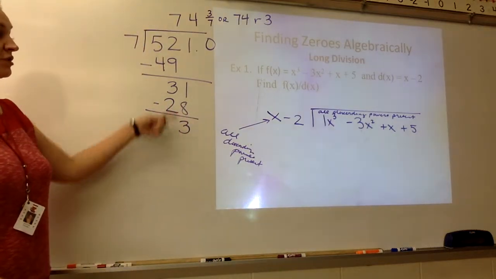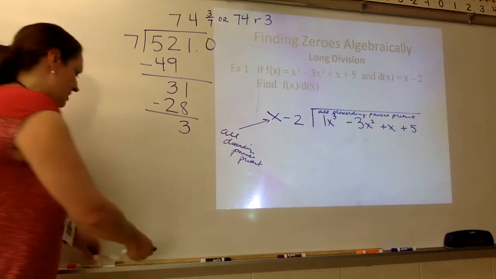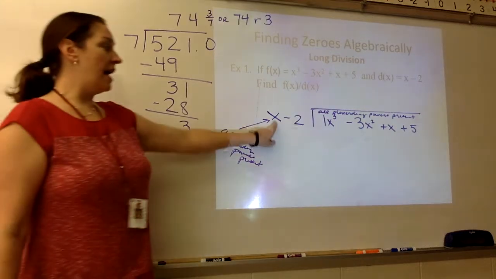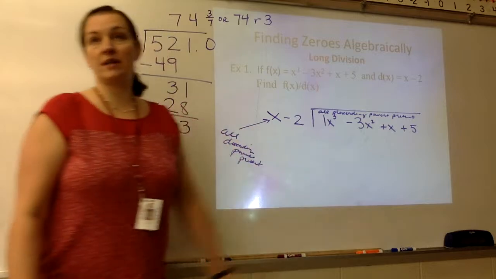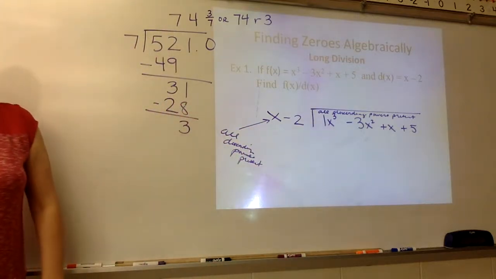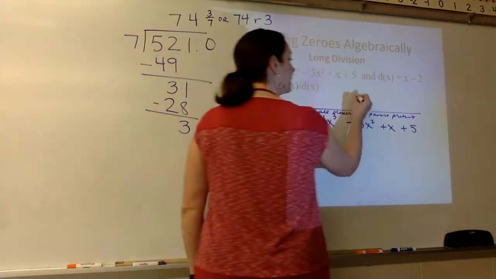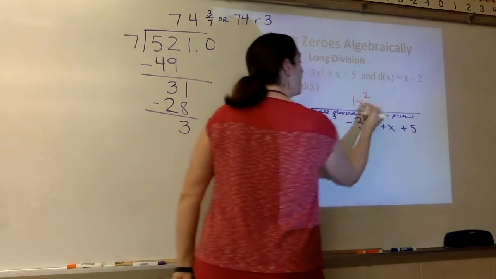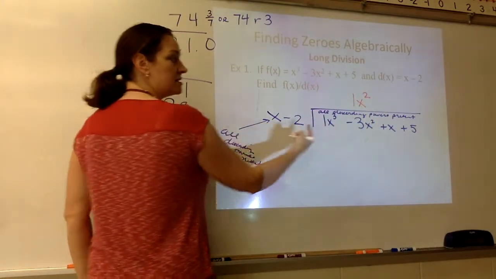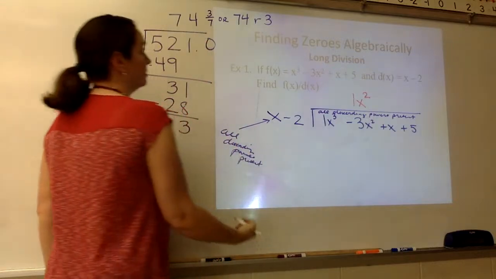So now, just like the numeric example, you ask yourself, x times what gives me 1x cubed? 1x squared, correct? 1x squared. So if I take this times this, that's going to give me 1x cubed.